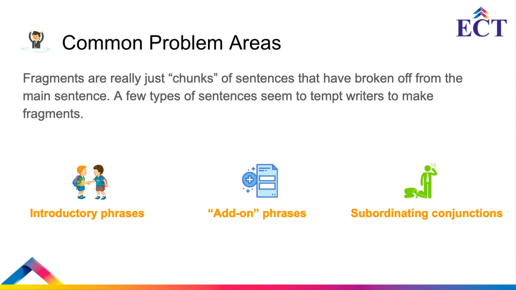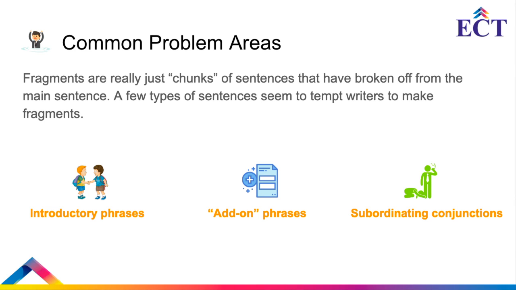I'm moving to the next part where we are going to see the common problem areas where you will find most of these errors, and why these errors occur in the first place. Okay, so fragments are really just chunks of sentences that have broken off from the main sentence, right? A few types of sentences seem to tempt writers to make fragments. Now, these are the problem areas. These three problem areas are so tempting that you end up making mistakes. This style of writing breeds this kind of mistake.